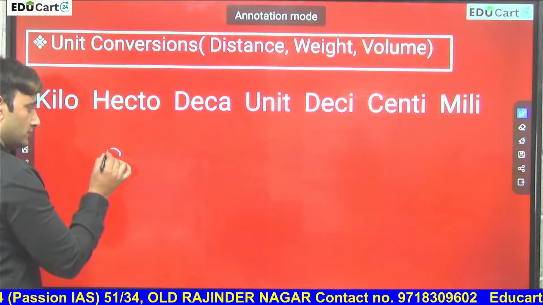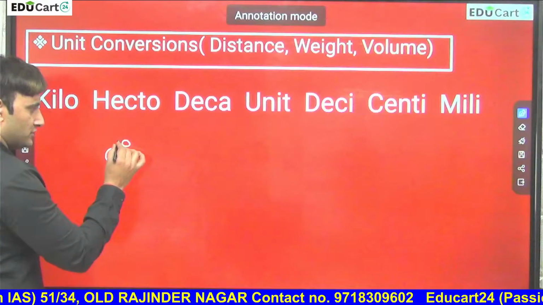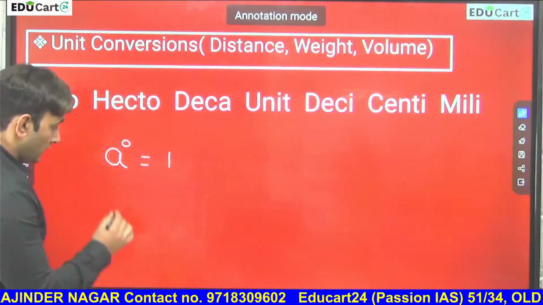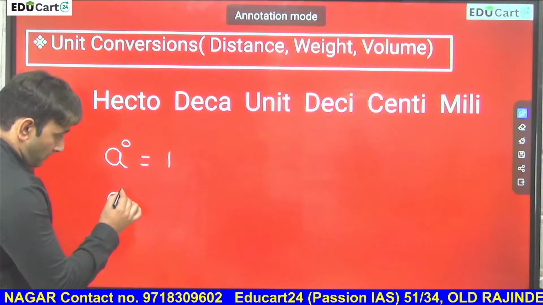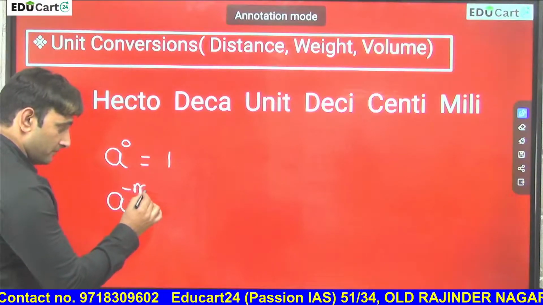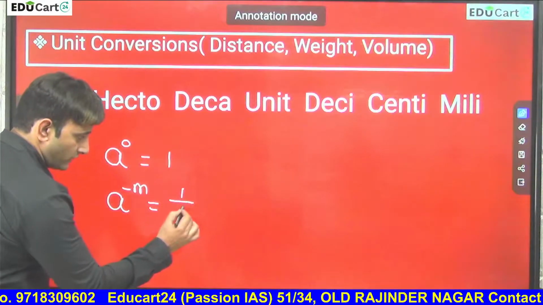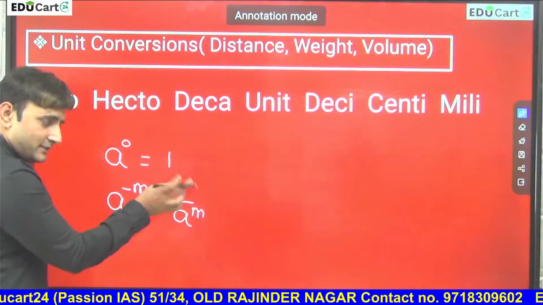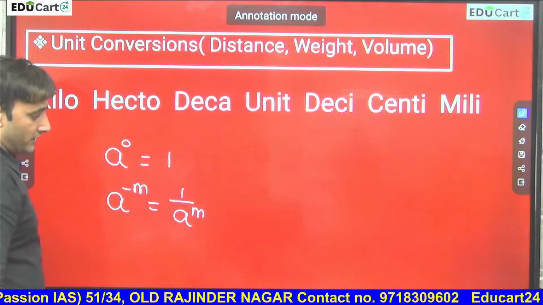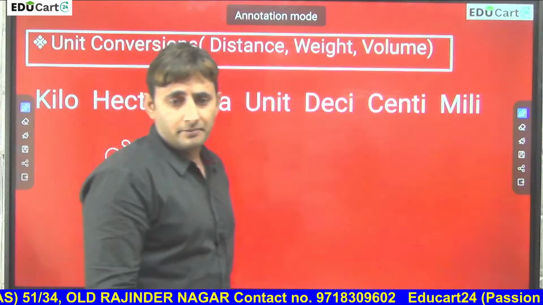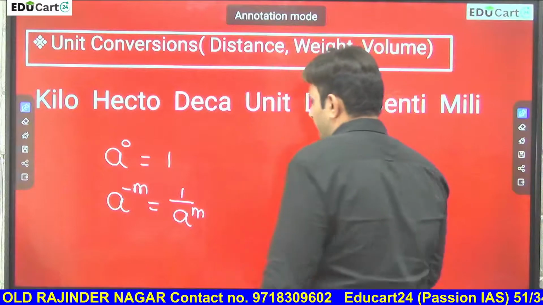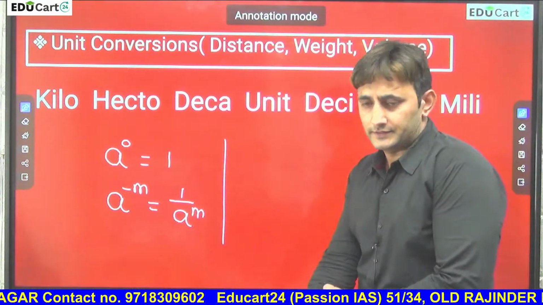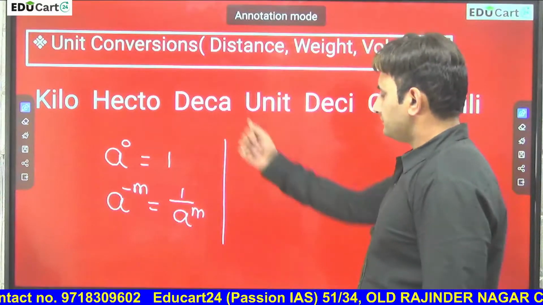My dear, any number to the power 0 is equal to 1. If I am saying a to the power minus m, it means this is 1 upon a to the power m. So when we are taking the reciprocal of the number, the power will get multiplied by negative. Fine. So the power will become negative. Got it? Okay.